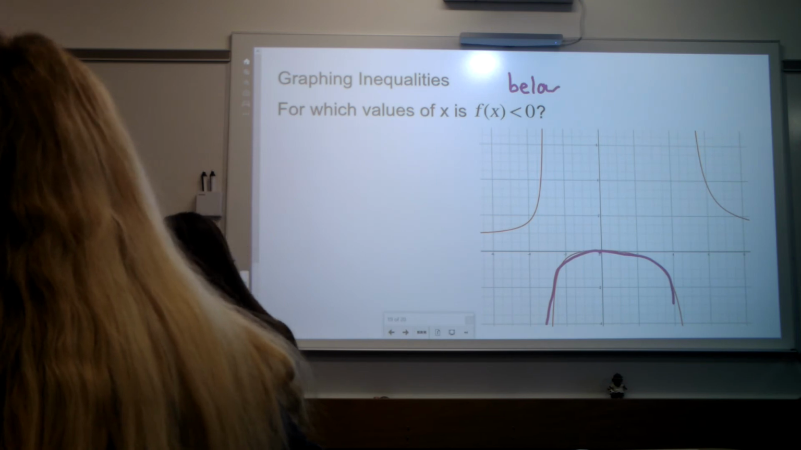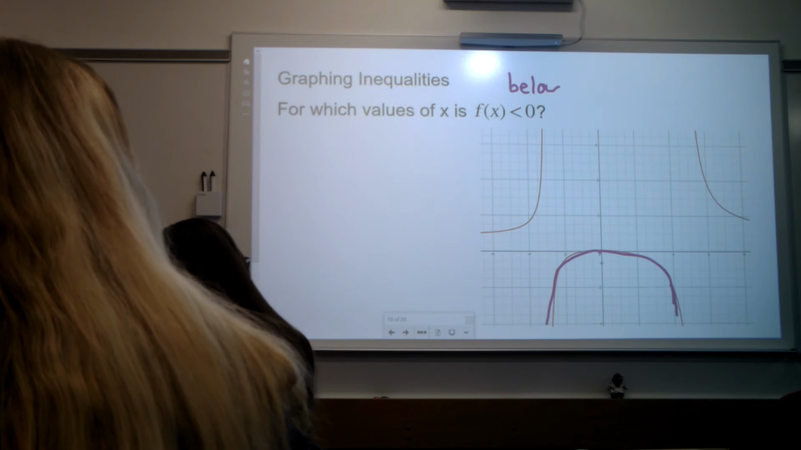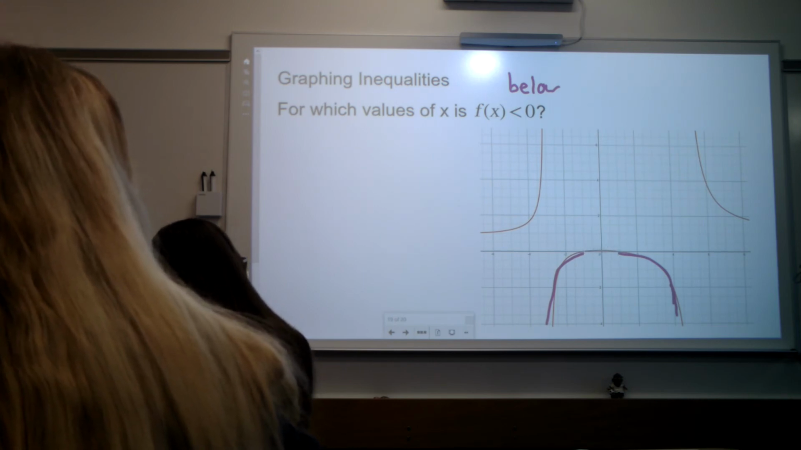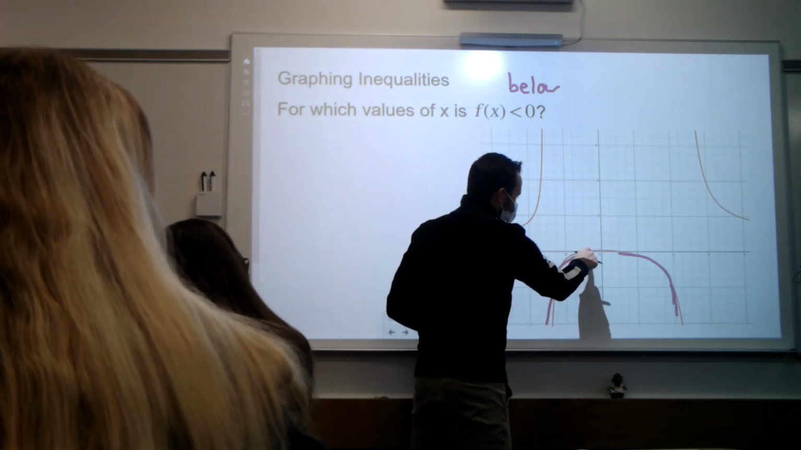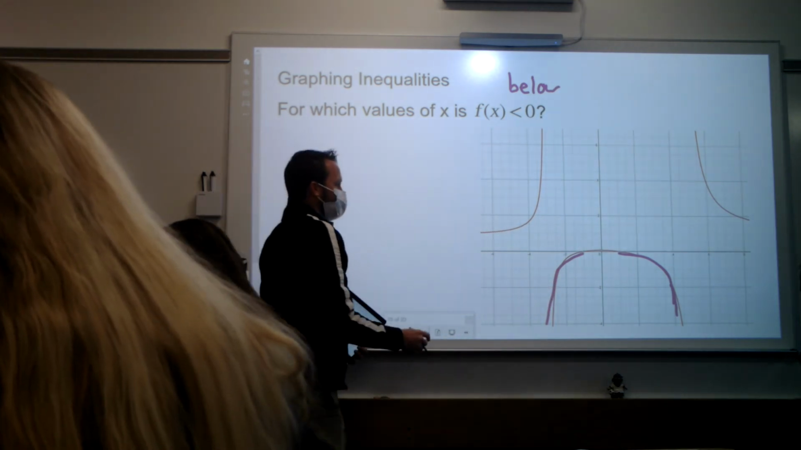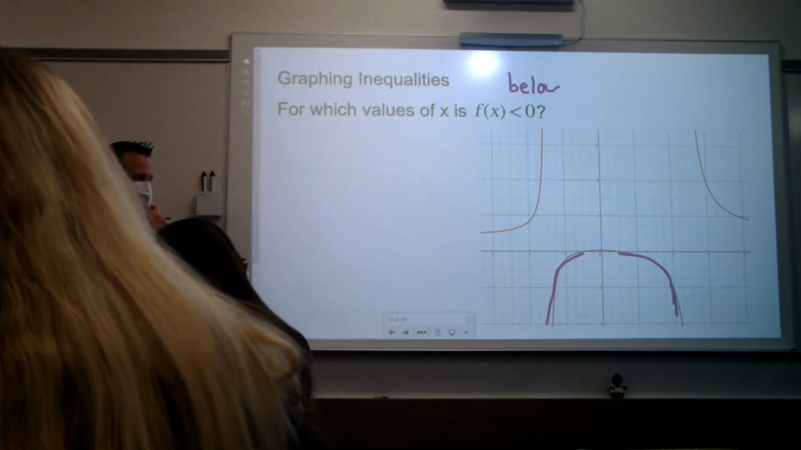Now, you're pretty close. This is when it's below, except it's kind of hard to tell on this one. There are x-intercepts right here and right here. So for just this teeny little bit here, it came above. So it was equal to 0 at negative 1 and 1. So if we want to be below, it's going to be these two pieces. Okay? How am I going to write that out?